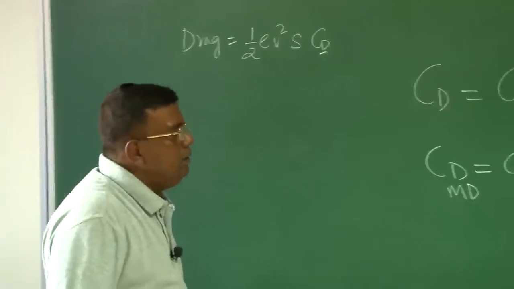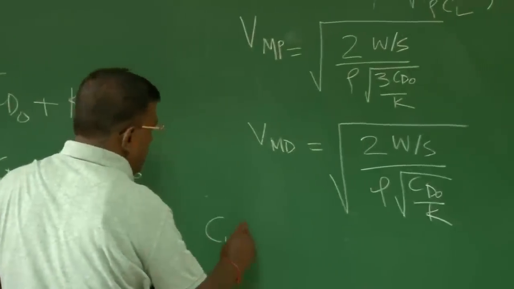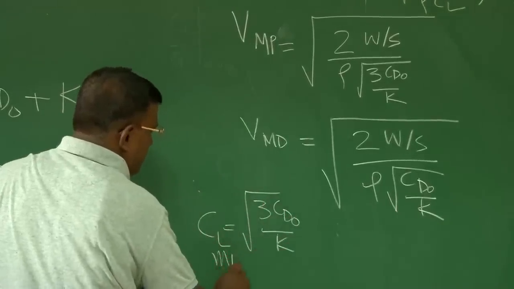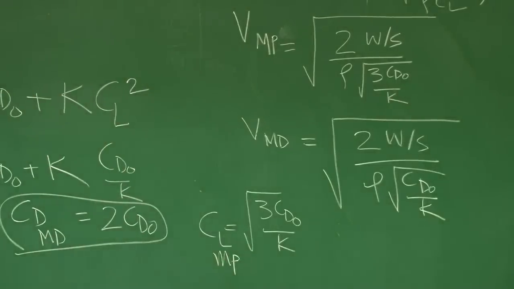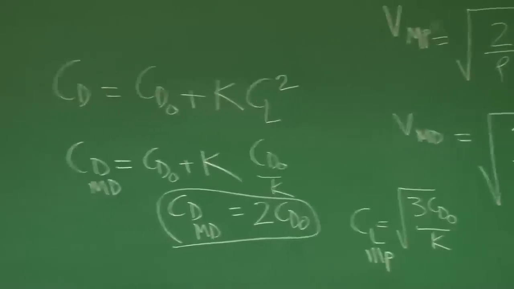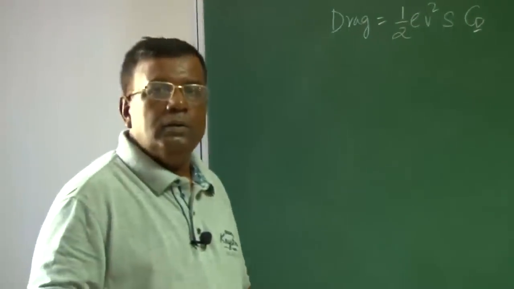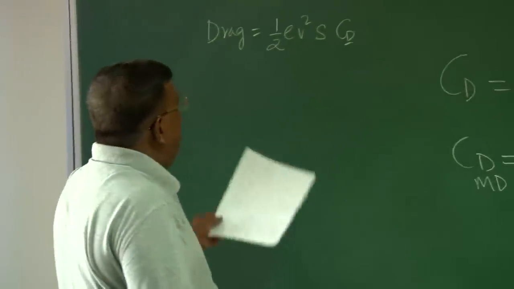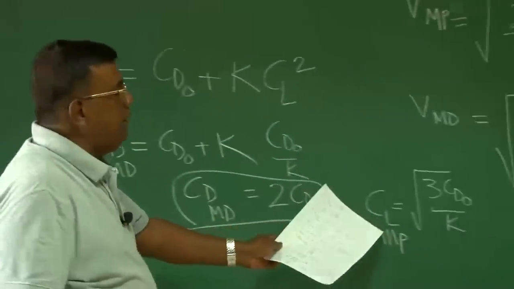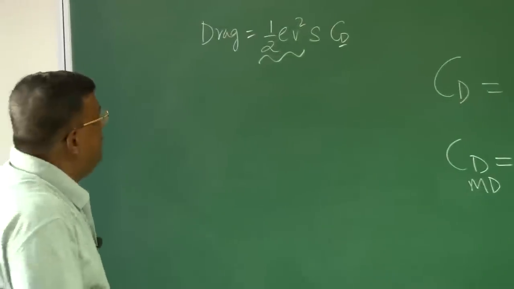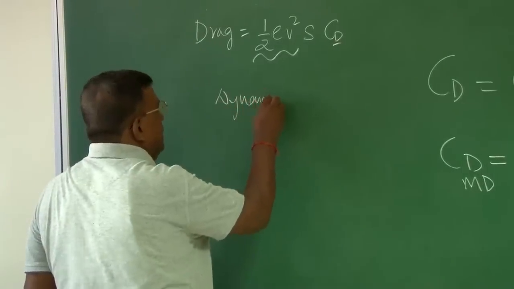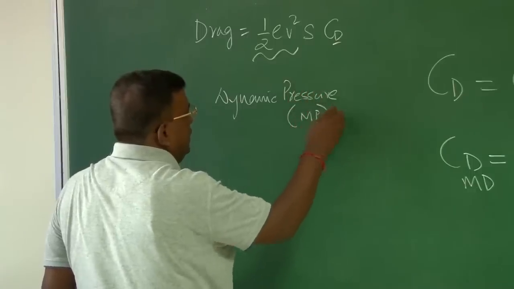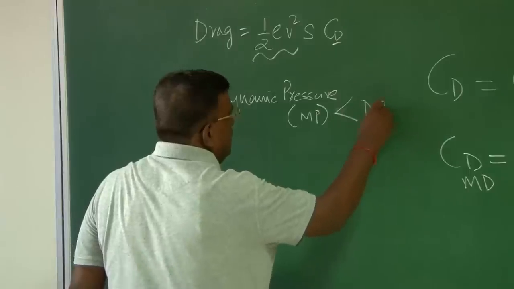Right? One thing is clear, when I am flying at CL equal to under root 3 CD naught by K, which is a minimum power case, to maintain lift equal to weight at same altitude, I will be flying slower because CL will be higher compared to CL required for minimum drag case, right? So the dynamic pressure for minimum power case will be less. I can write dynamic pressure corresponding to minimum power will be less compared to dynamic pressure for minimum drag.